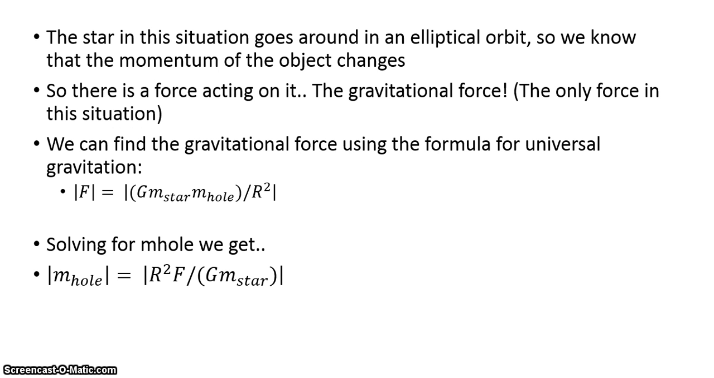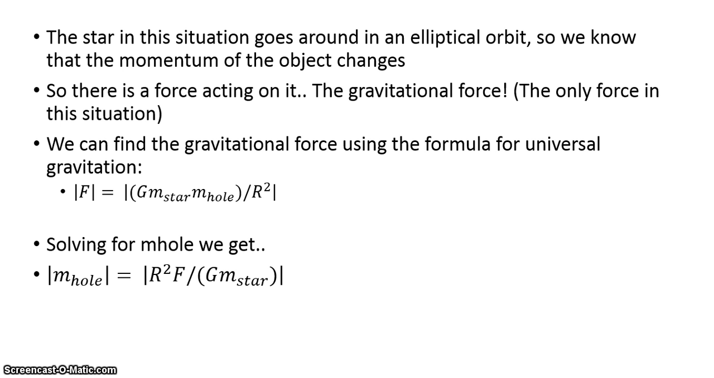So we know that the star in this situation goes around an elliptical orbit. So we know that the momentum of the object changes, because it's going to change direction as it goes around. Due to the momentum changing, we know that there's a force acting on it, and this force is the gravitational force. Since it's in space, only gravity is going to be acting on it, at least as far as we know.